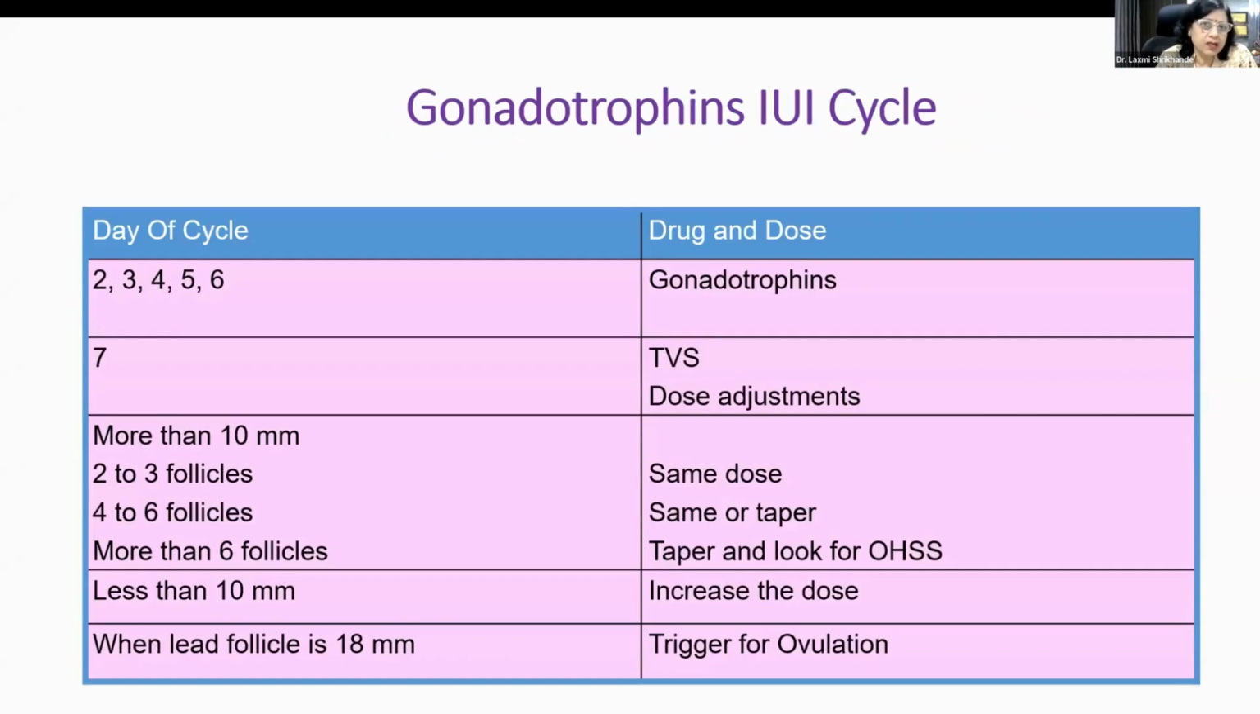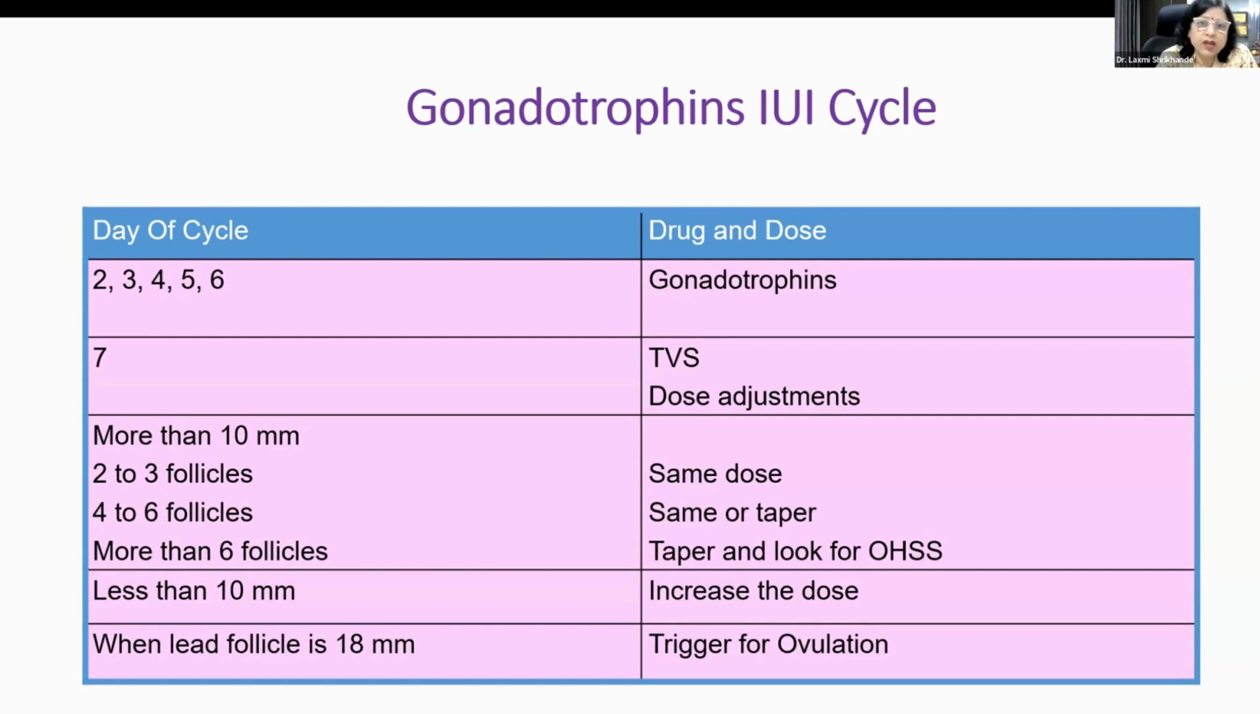Once you have started, remember it has to be started on day 2. Give it for day 2, 3, 4, 5, 6. On day 7, call her for transvaginal sonography and you have to focus on those follicles which are more than 10 millimeter in size. So if there are 2 to 3 follicles, continue with the same dose. 4 to 6, you have to continue with same or you can taper. But if there are more than 6 follicles, you have to taper the dose and look for OHSS. If the follicle size is less than 10 millimeter, you have to increase the dose.